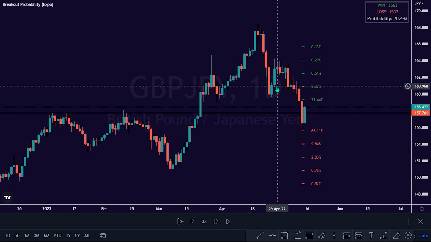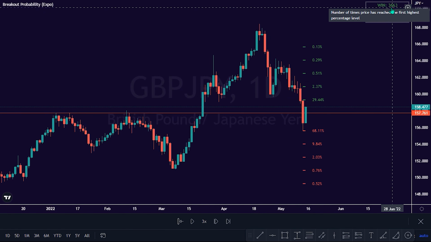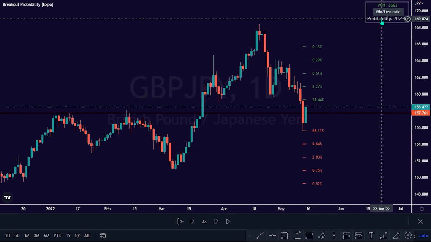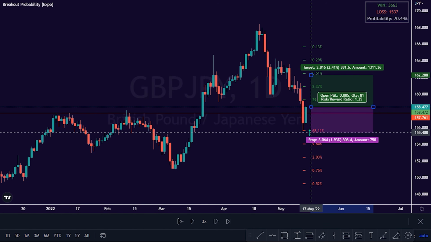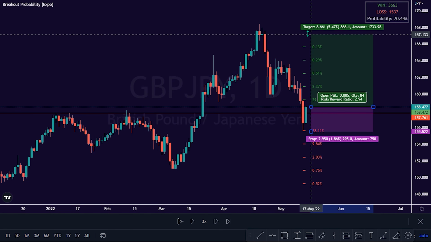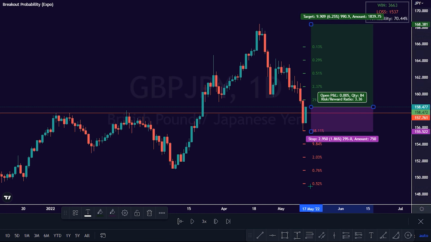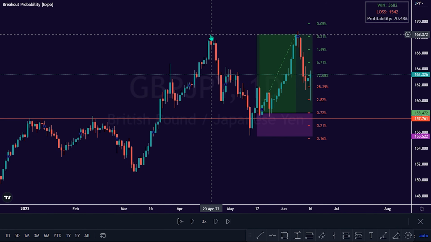On the daily time frame, the win rate is 3,663. The loss rate is 1,537. And the profitability ratio is 70.44%. Traders can proceed to buy this setup. Since the daily time frame breakout probability ratio aligns with the weekly time frame ratio, we can see how price proceeded upward to hit the previous higher swing.